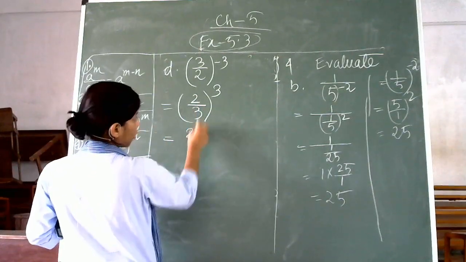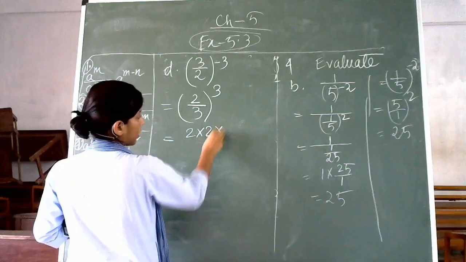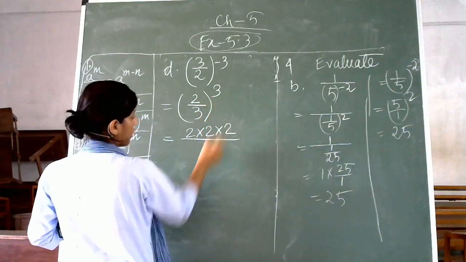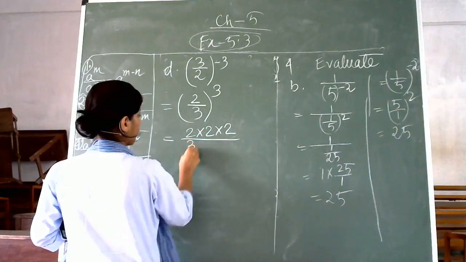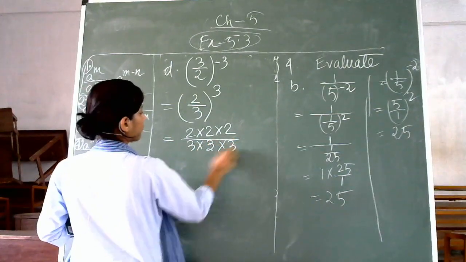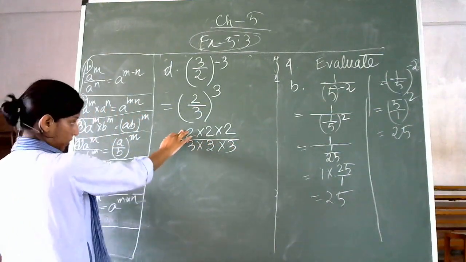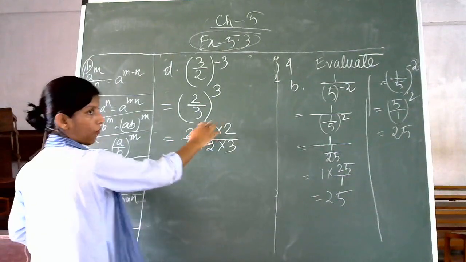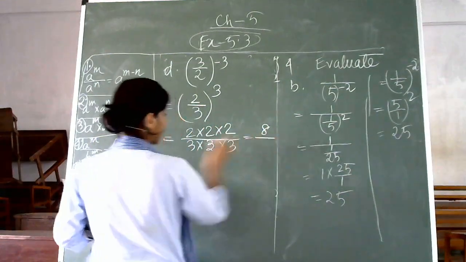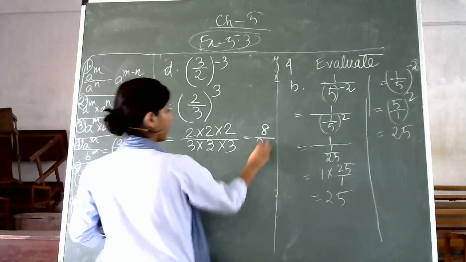2 cubed means what? 2 times 2 times 2, right? And 3 cubed means 3 times 3 times 3. So 2 times 2 is 4, 4 times 2 is 8. And 3 times 3 is 9, 9 times 3 is 27.